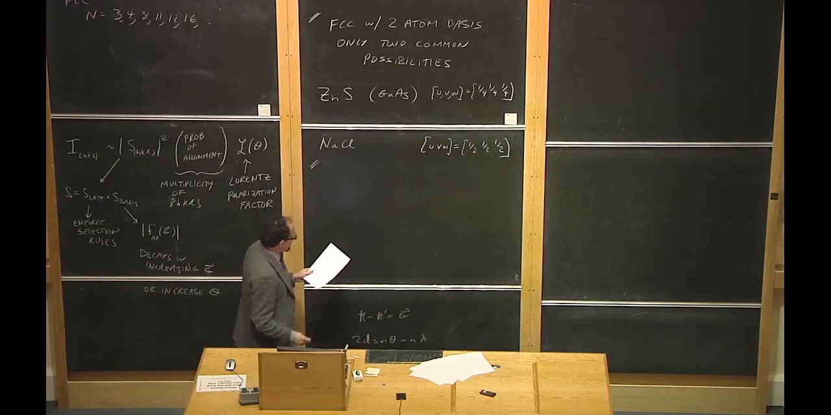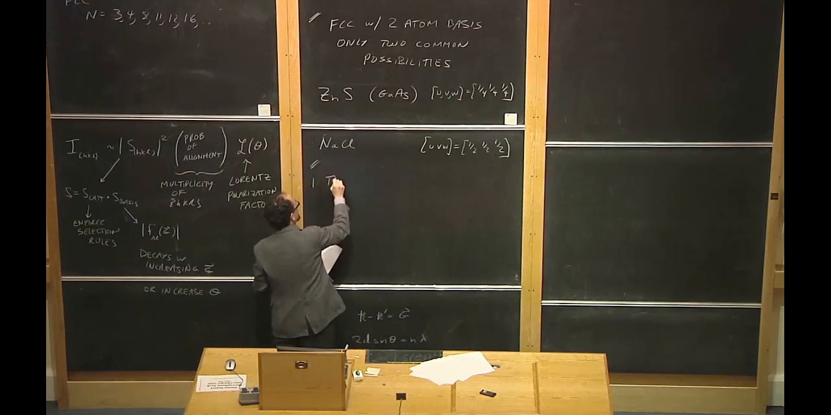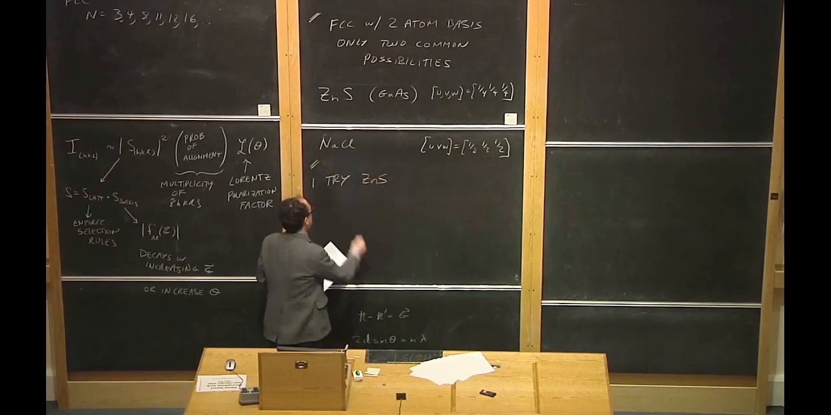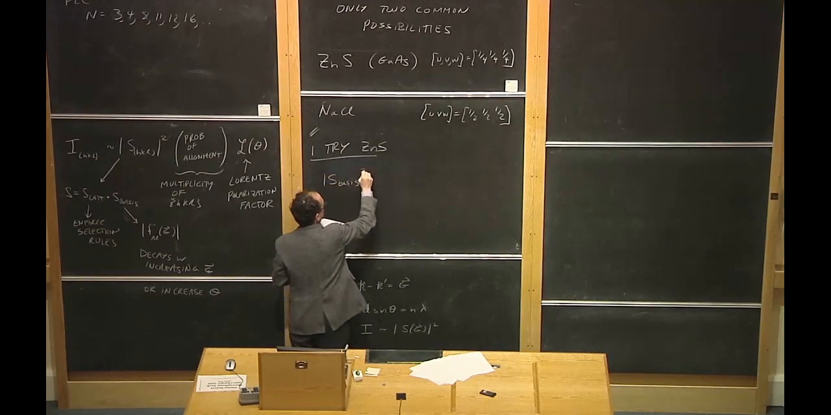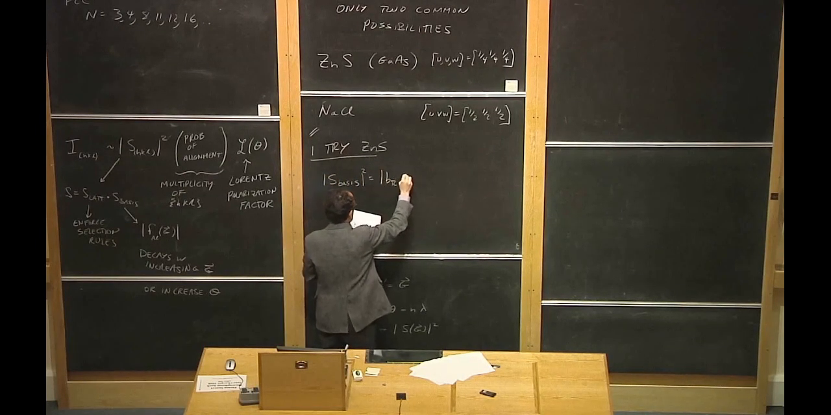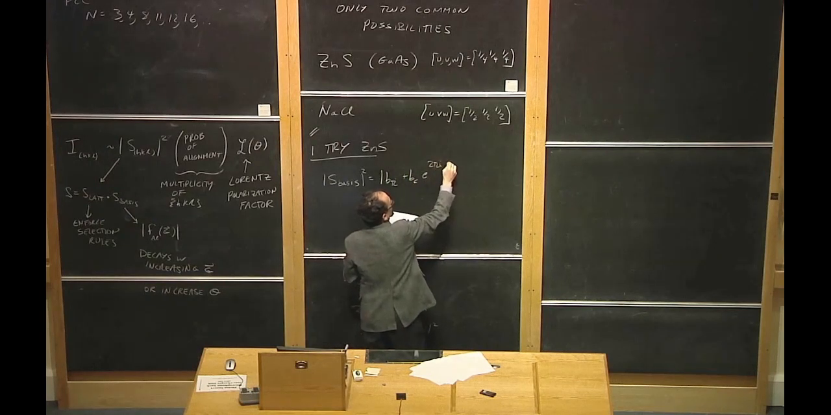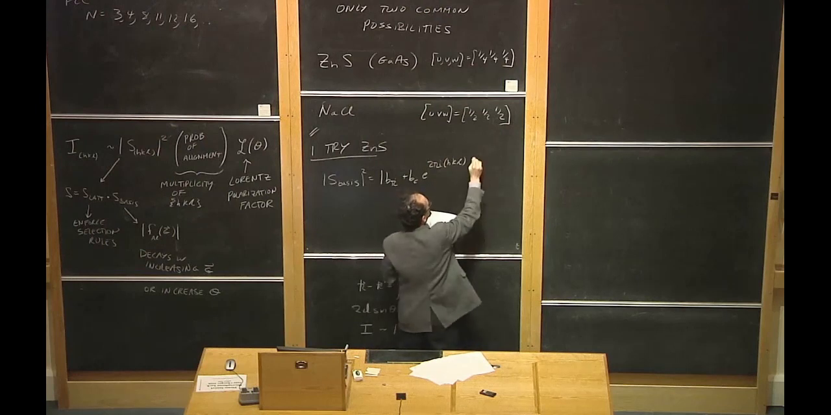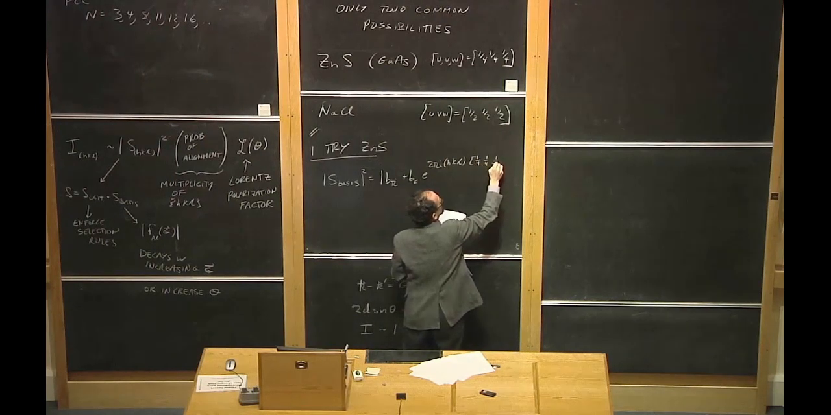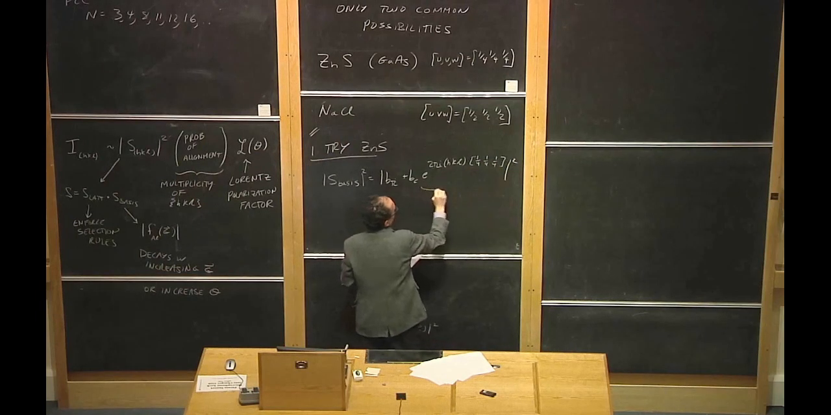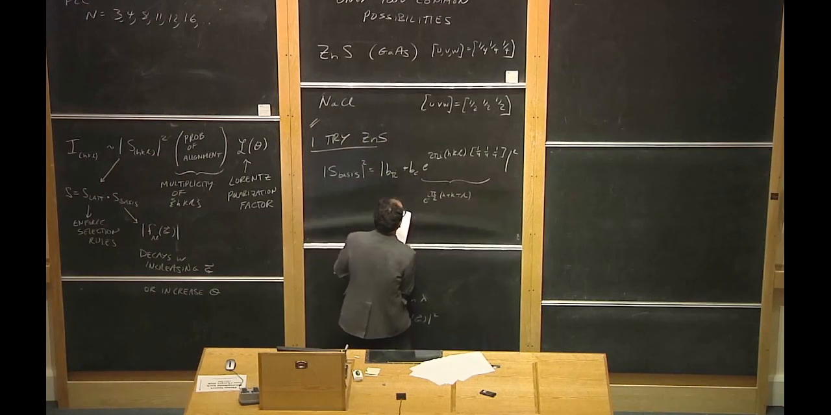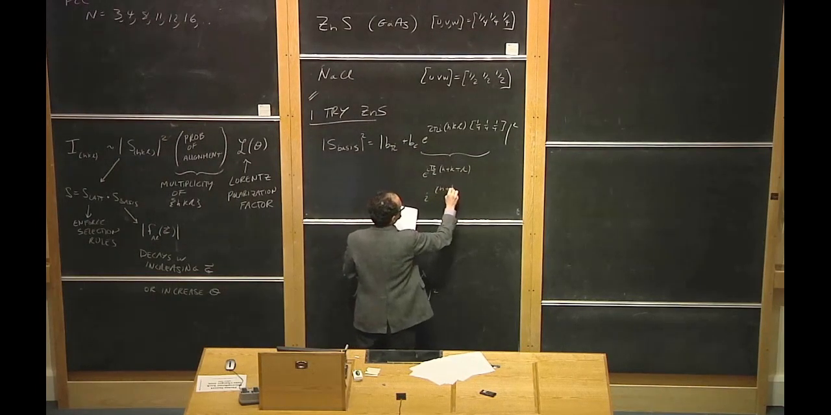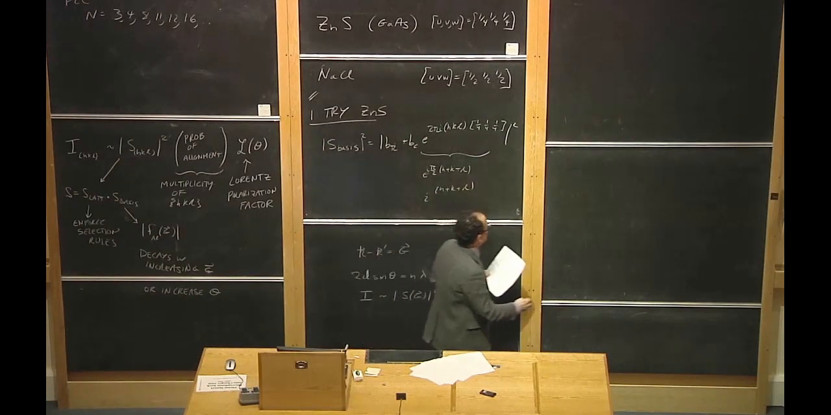OK, well, let's see if we can do it. Let's first try the zinc blende structure. In this case, S basis squared equals, well, we have b titanium plus b carbon e to the 2 pi i times hkl dotted with 1/4, 1/4, 1/4, which we can also write, this exponential factor here, as e to the pi over 2 times i times h plus k plus l. Or equivalently, this would be i to the h plus k plus l. OK, I'm out of room here. Move over here.